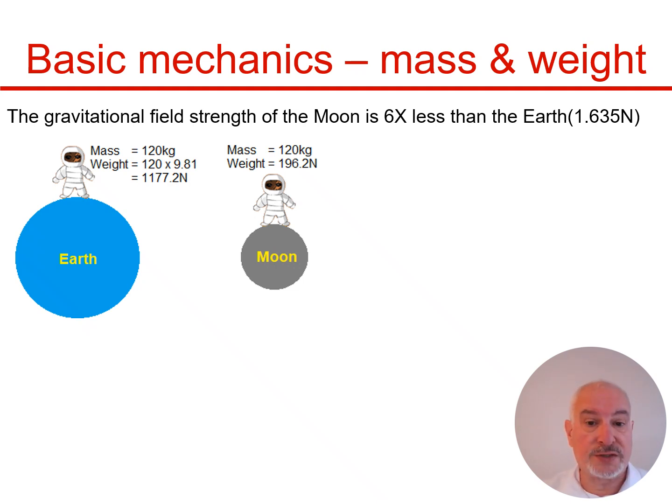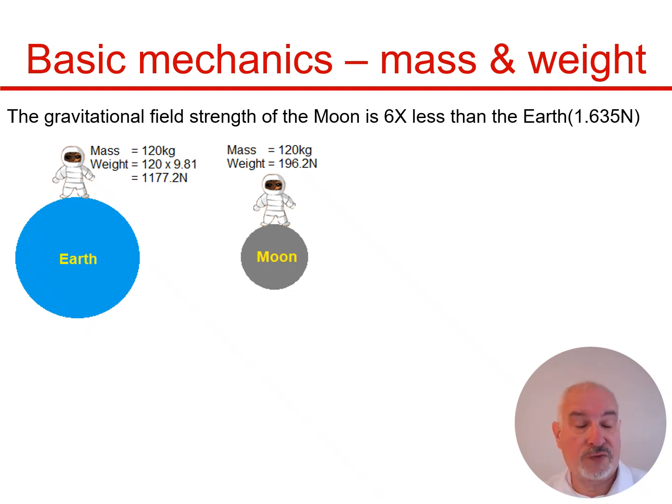because newton is the measurement of force and weight is the force acting on the object, so weight is measured in newtons. On the other hand, on the Moon, the gravitational field strength is a lot less. In fact, it's 1.635 newtons per kilogram. So in this case we take the mass, 120 kilograms, and we multiply it by the gravitational field strength, and that gives us a weight of 196.2 newtons. So we see that mass does not change, but weight does.